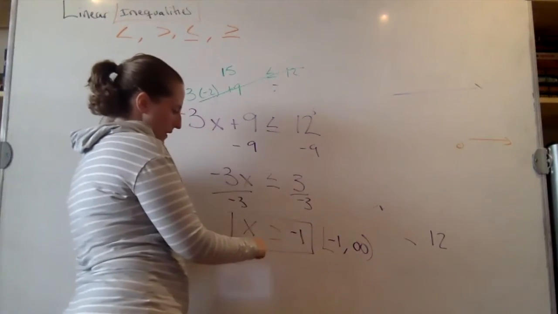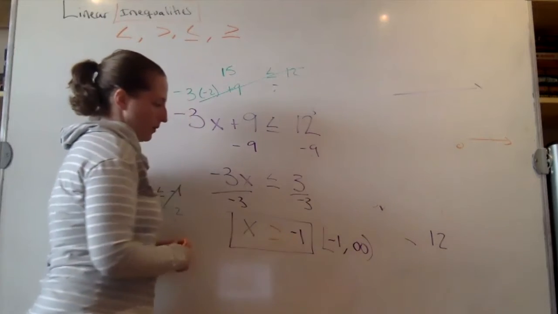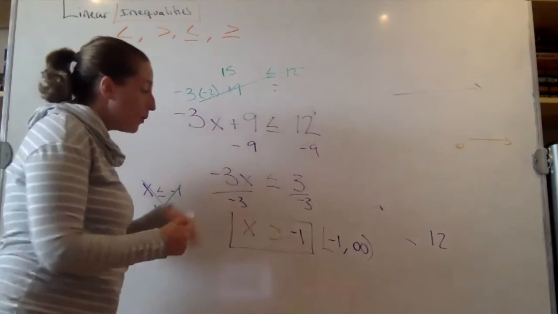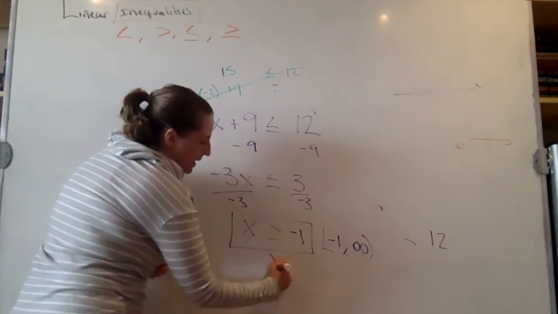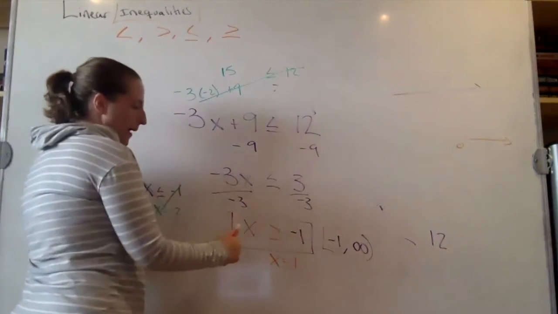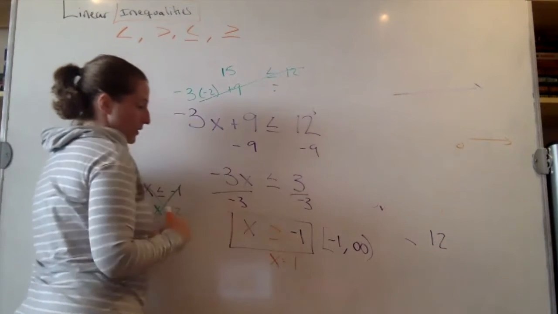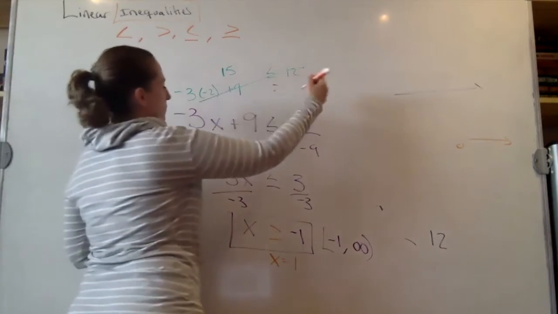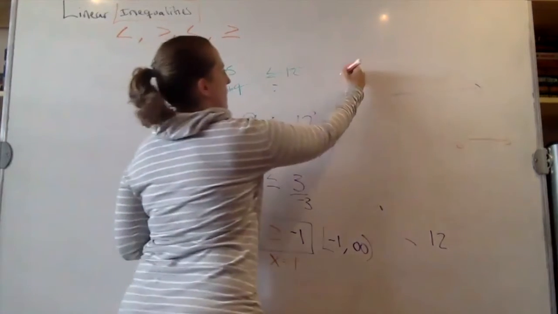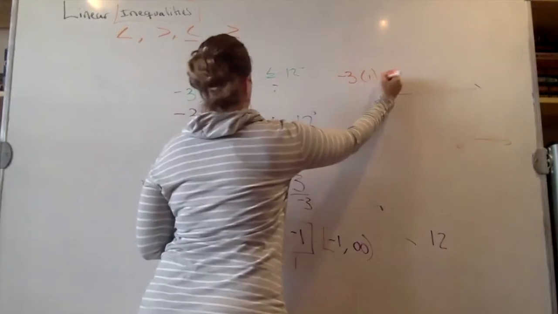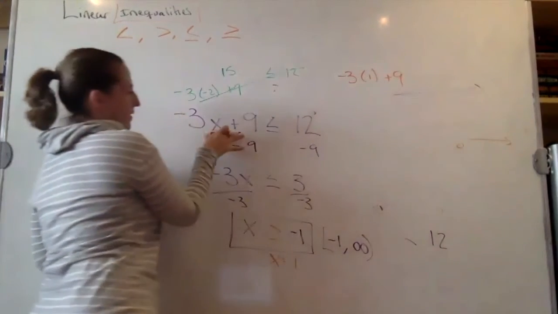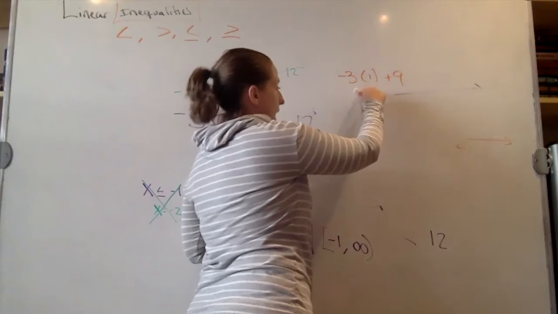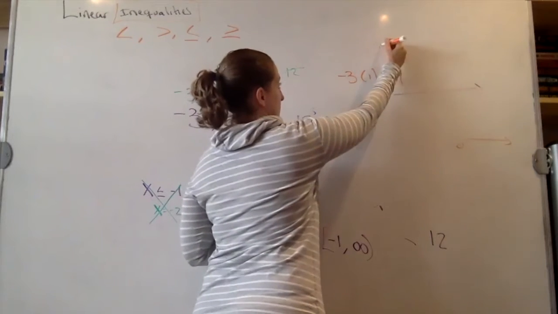Let's just do a test answer in here and make sure it works. What's a number that's bigger than -1? Well, there's lots of them, right? Infinitely many of them. That's why we write our answer as an interval. But 1 is a possible answer. X equals 1 would be a possible answer because 1 is bigger than or equal to -1. What happens if we plug in 1 here? Well, I would have -3 times 1 plus 9. That's what I have on the left-hand side here. -3 times 1 is -3. -3 plus 9 is 6.